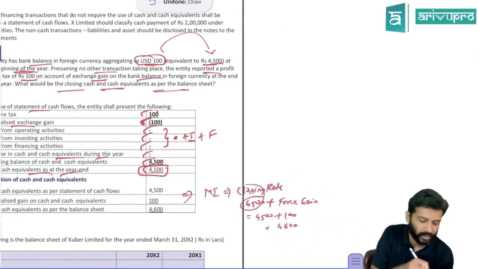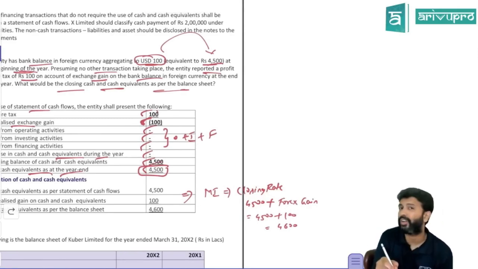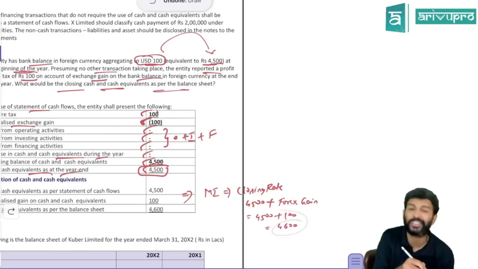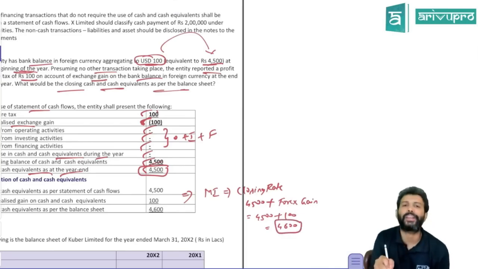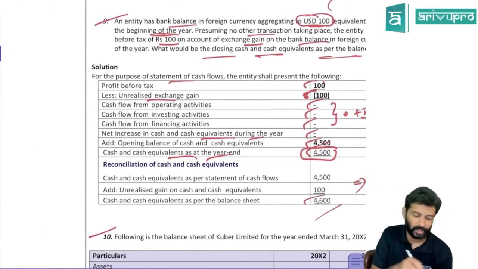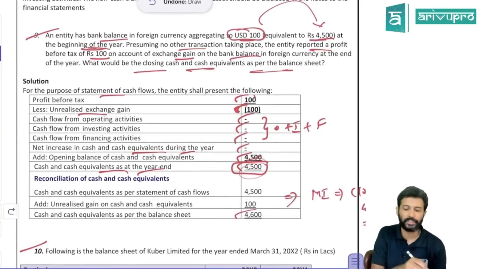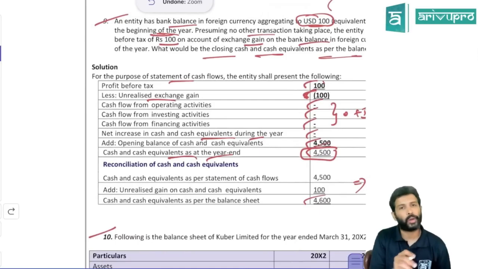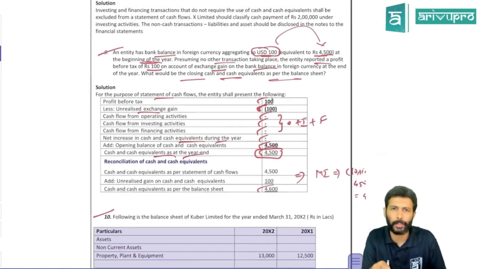At the year beginning, the value was 4,500. Now you got an exchange gain. That means when you restate it at the closing rate, the value is not 4,500, rather it is 4,600. Because you got an exchange gain, the value has to increase. Correct. So the cash value at the end of the year is 4,600, and 4,600 will come in your balance sheet. The cash balance in the cash flow statement and the cash balance in the balance sheet will not match over here. You can't help it. That's the way it will be.